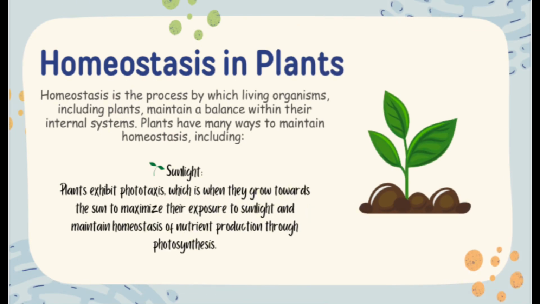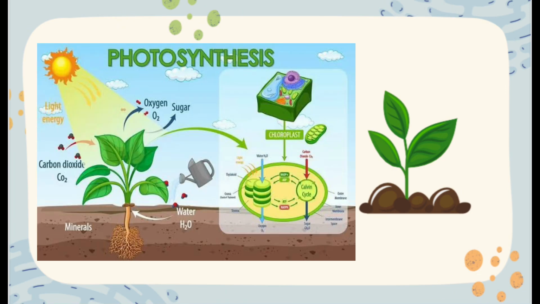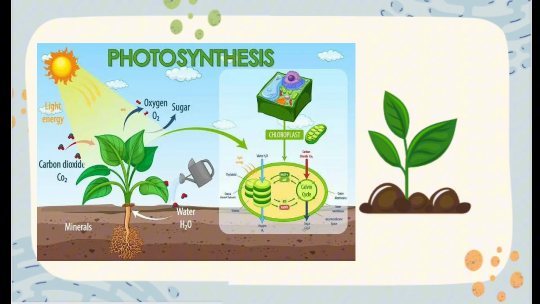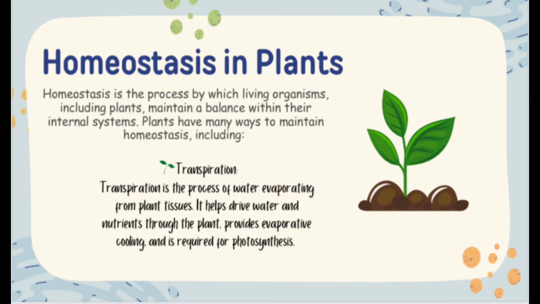Sunlight. Plants exhibit phototropism, which is when they grow toward the sun to maximize the exposure to sunlight and maintain homeostasis of nutrient production through photosynthesis. Sunlight is integral to homeostasis in plants because it drives photosynthesis, regulates growth and development, and influences processes like gas exchange, flowering, and temperature regulation. By optimizing the response to light, plants ensure they maintain balance in their internal environment and thrive in their respective habitats.